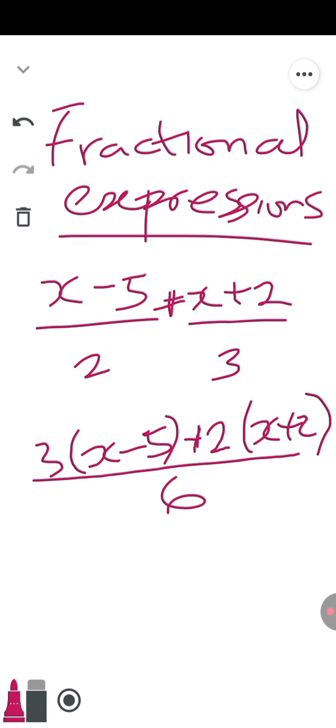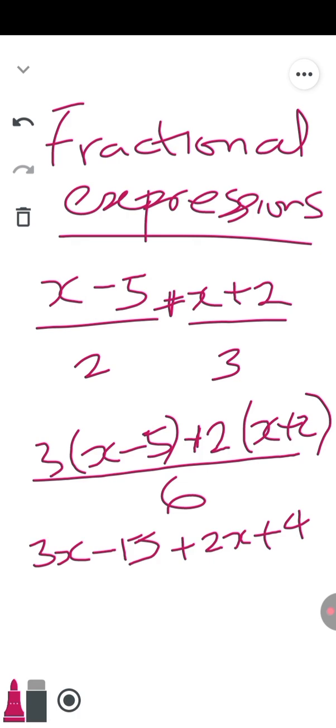So what do you do next? You open the bracket, okay? So that'll be what? 3x minus 15. 3x minus what? 15. Do you understand that I'm opening the bracket now? Okay, then plus 2x plus 4, right? Over what? Over 6. Okay, so let's pick the like terms. The like terms, that's what? 3x and 2x, they are like. So that's 3x plus 2x. That's what? 5x.